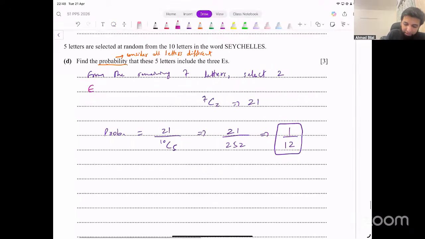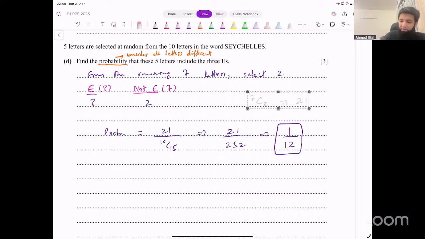We have some letters that are E's and some letters that are not E's. E's are 3 in total and not E's are 7 in total. Out of the 3 E's, we want all of them. Out of the remaining 7 letters, we want 2.